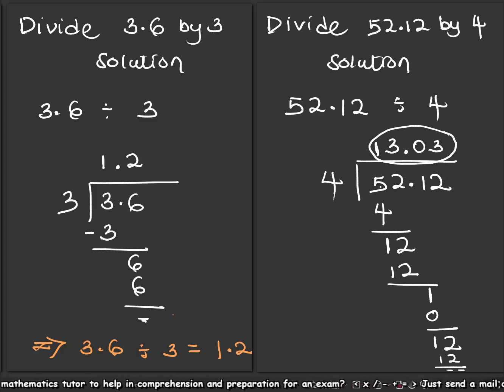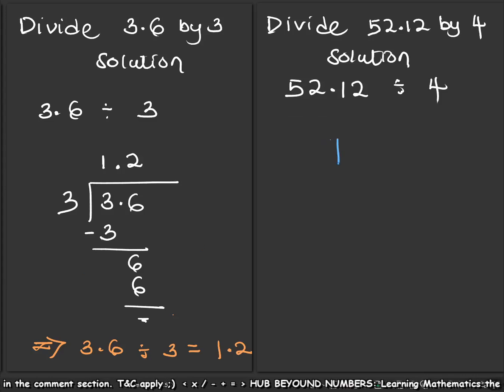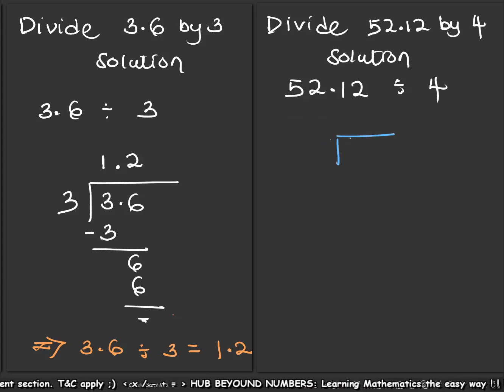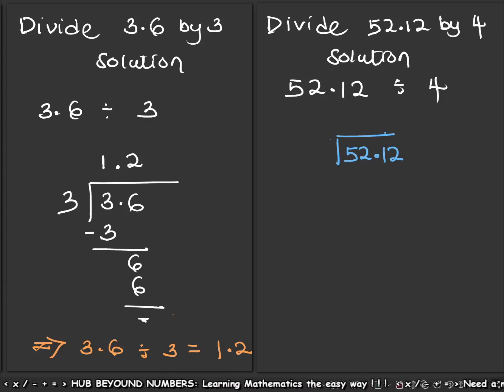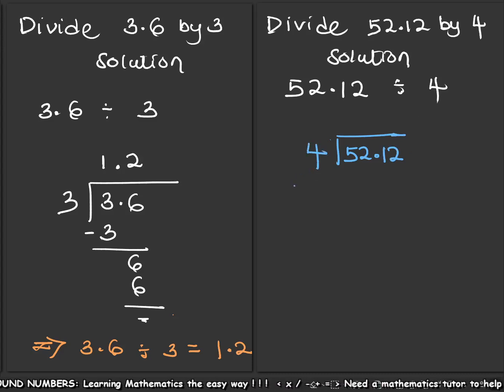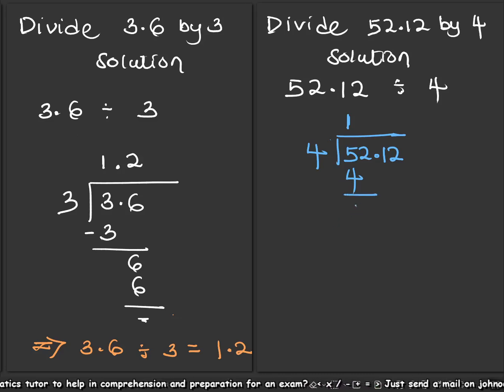Let me quickly go over it again. Let me clean it and then we'll go over it all over. As I said, we do our long division sign, and then we have 52.12, which is our dividend, inside, and then our divisor outside. We are taking the digits one after the other. So we start with 5. 4 enters into 5 how many times? Just once. Then 4 times 1 gives us our 4. So we write that 4 here. Then if we subtract, 5 minus 4 gives us a 1.